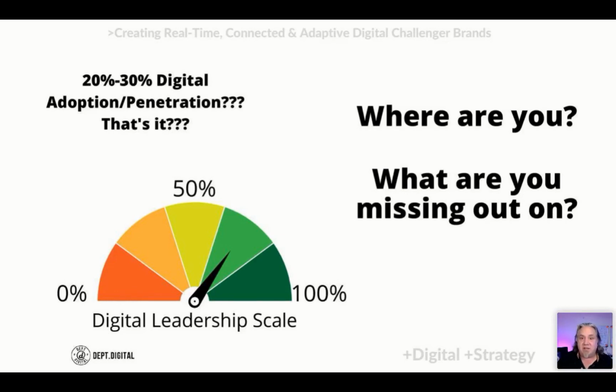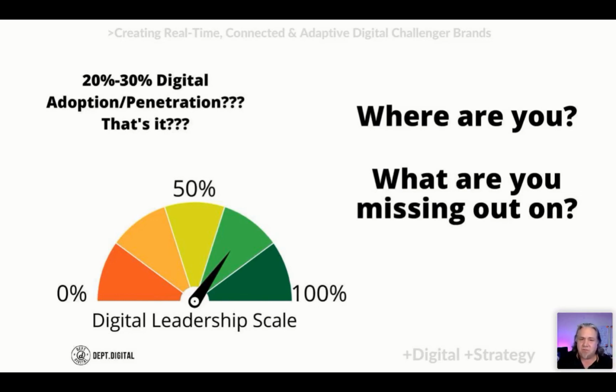So I'd love to get an idea of where you guys are at right now. Where do you think you are in terms of what I call the digital leadership scale, from 0% penetration to 100% digital adoption penetration? Where do you think you fit on that curve? Please put the number in the chat, and it'll give us something to discuss coming up.